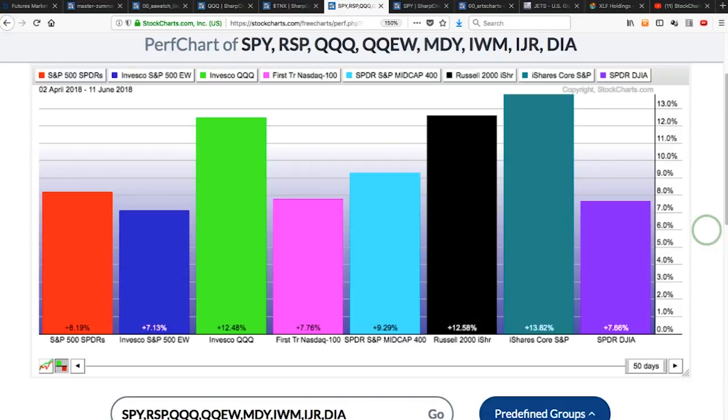Now, I mentioned that early April low in SPY on April 2nd, and I showed the sector chart and the performance of the sector SPDRs over the last 49 trading days since April 2nd, as you can see here. So now I've got a perf chart with some of the major index ETFs. All right, and you can see that SPY is up 8%, QQQ is up 12.5%, the Russell 2000 is up 12.5%, and the small cap iShares IJR is up almost 14%. So these are some very, very big moves in a short period of time, basically 10 weeks.